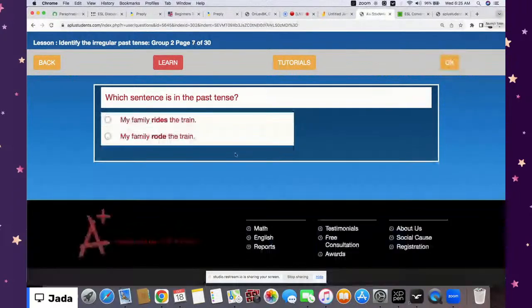So that's basically it for group two. So you can try to finish up the rest of the questions. We have 30 questions and we've gotten up to page 7. So since we're up to page 7, you have about 23 left. So you try to finish up if you've not done this lesson yet.